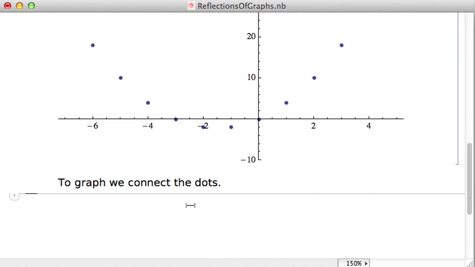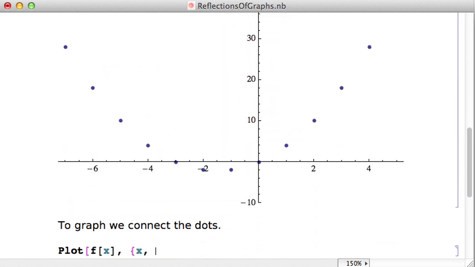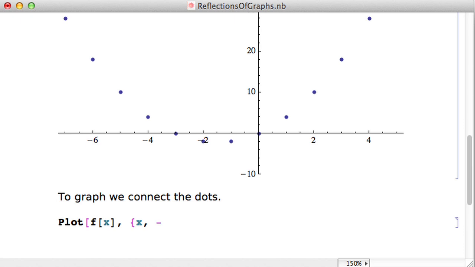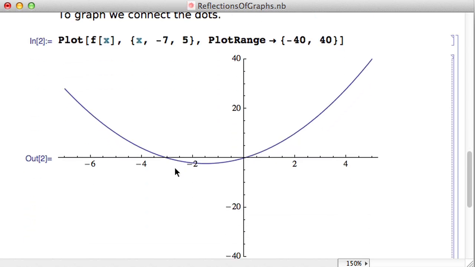I'll go ahead and do that using Mathematica. That's Plot f of x, and my x values go from -7 to 5, and my plot range I'm going to go from, say, -40 to 40. And there's the graph of f. I've connected the dots, and it's got a nice picture. Normally, in the olden days, we did this all by hand. We didn't have computers to do it for us. This is how you would do it on the computer.